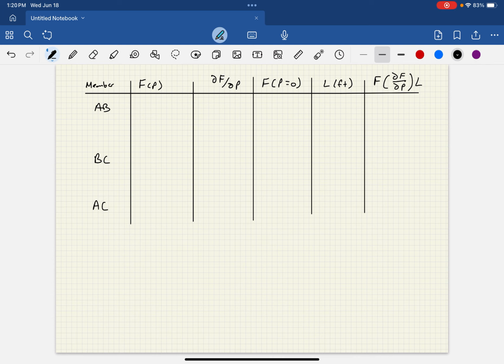So those forces as a function of P, that's negative 1.667 P minus 150. And I'm sorry, that was minus 250, not 150. What am I thinking?